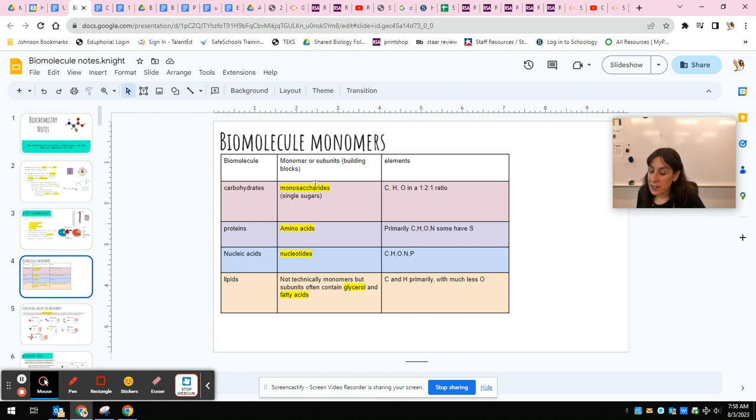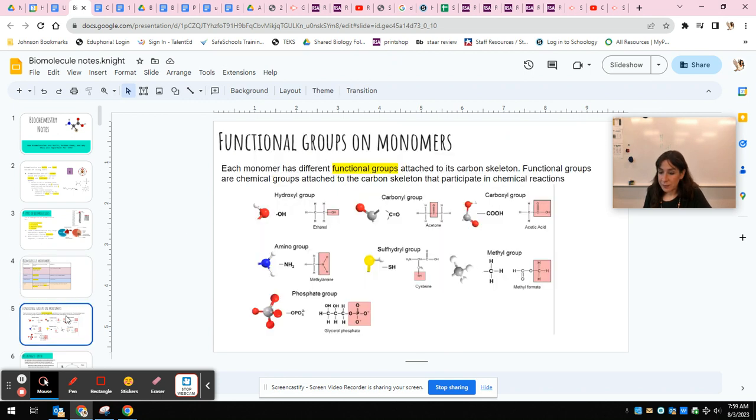So a carbohydrate is either one or more sugars bonded together. And again, their monomers are monosaccharides. Proteins, their monomers are amino acids. Nucleic acids, their monomers are nucleotides, and lipids, their monomers, well, it's not technically monomers because they're not repeating, but within a lipid molecule, there is glycerol, at least one glycerol, and at least one fatty acid molecule. And we'll go back to these slides when we do the other 3.